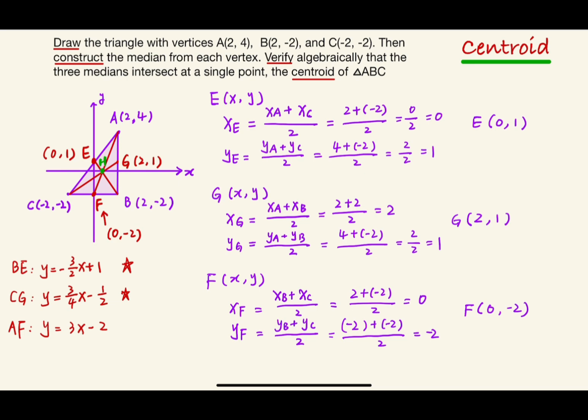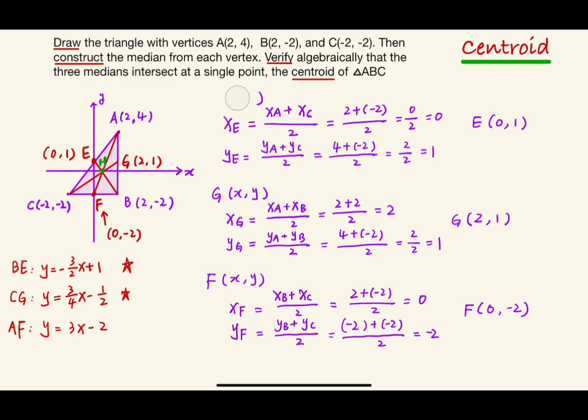Okay, now we have located the midpoints E, F, and G. Then we just need to connect A and F, C and G, B and E. We can get the medians. Okay, now we need to figure out the second question: verify algebraically this conclusion, that is to say, AF, CG, BE intersect at a single point.